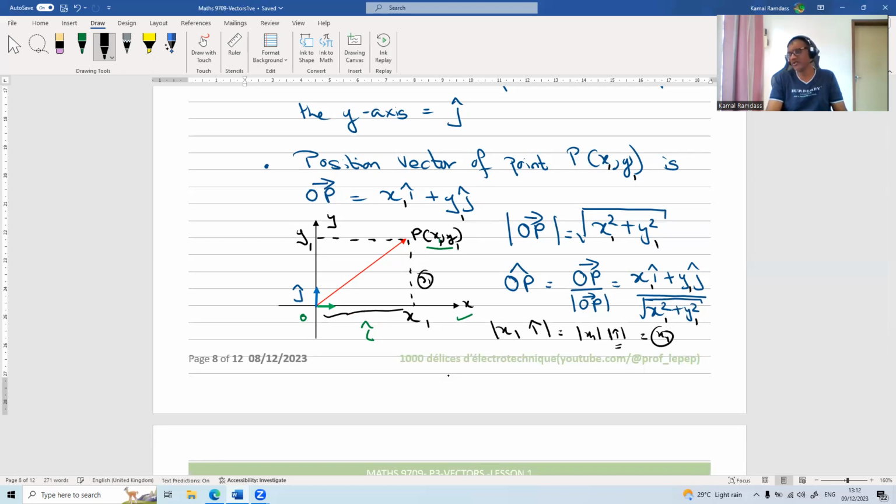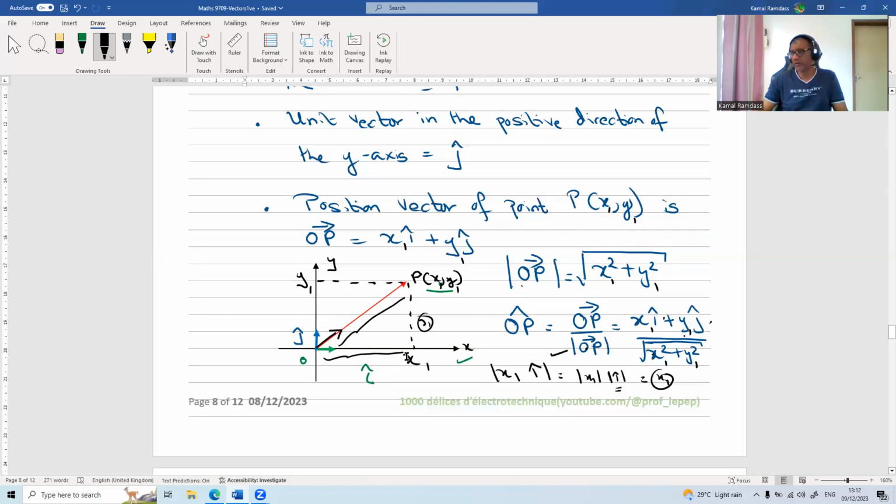Ensuite, on a x1, on a y1. Moi, on trouve ça sur magnitude, c'est le Pythagoras théorème. Et vecteur OP, sa magnitude, c'est racine de x1 to the square plus y1 to the square. Et the unit vector along OP, c'est prendre le vecteur OP, divide by sa magnitude: x1 i roof plus y1 j roof divided by racine de x1 to the square plus y1 to the square.